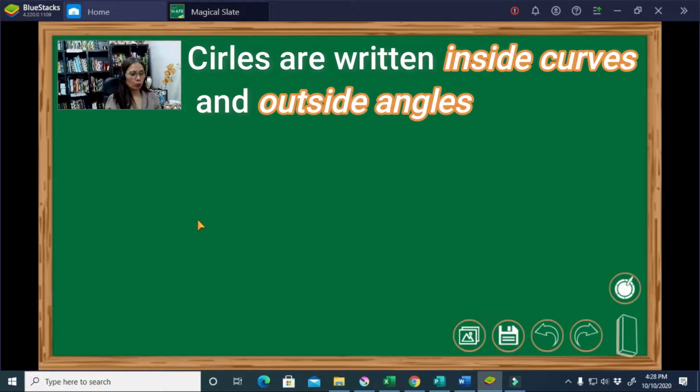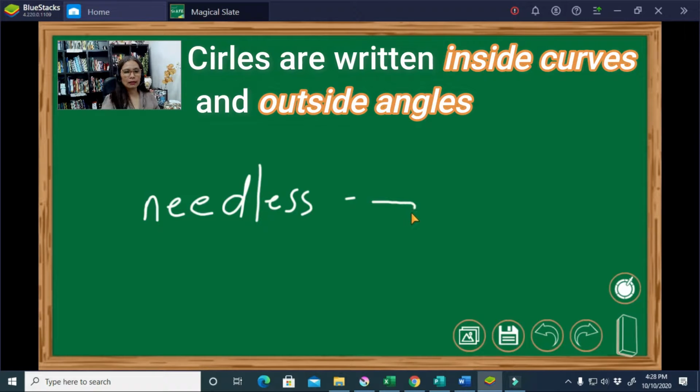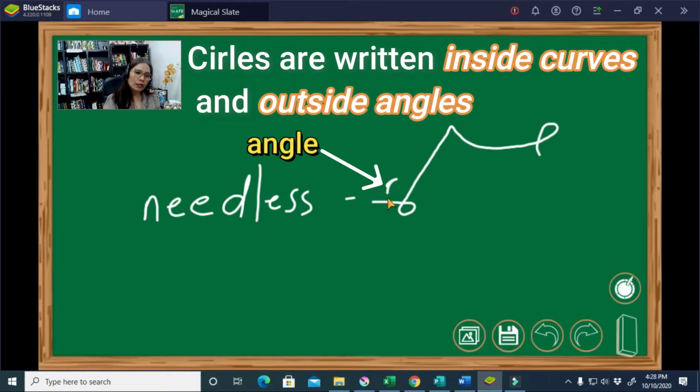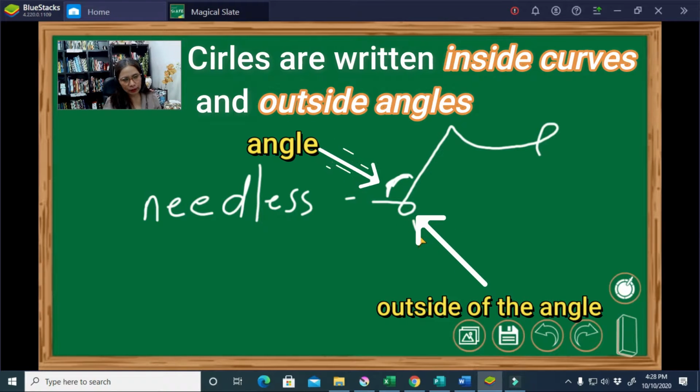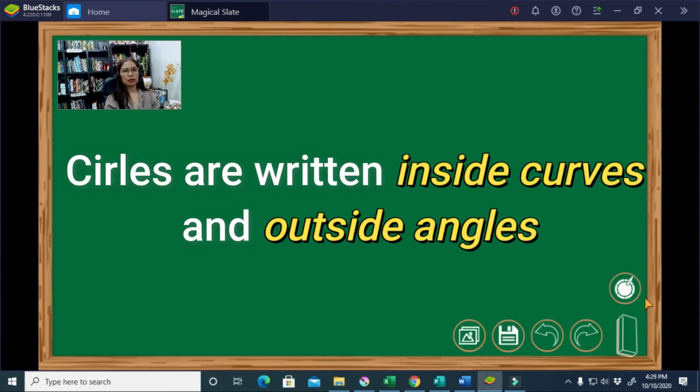Another example, we have the word needless. So we have the letter sounds of N and then E and T and then L and S. So you see why E is here? Because we do have the angle here. We can find the angle here, and this is the outside part. So we have to join the circle outside the angle. So that is the rule. I hope you understand the ruling there in joining the circle inside the curves and outside the angle.